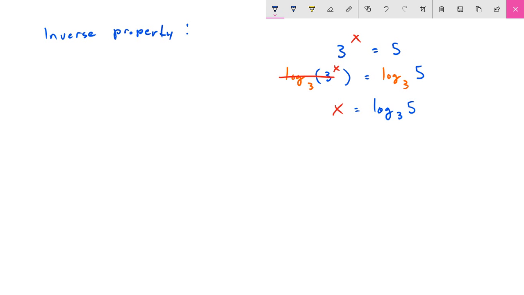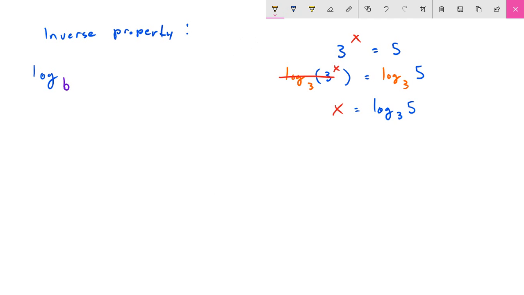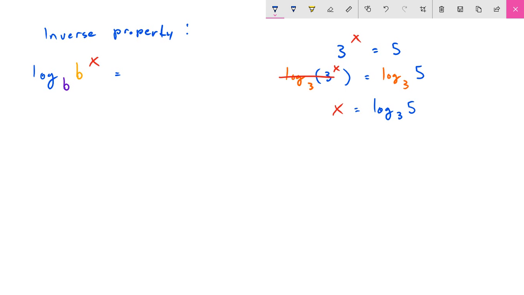All right, so the actual property is going to say if you have log base b, I'm going to use purple so it's easier to see, log base b of b to the x, what would this equal? This is the actual property now. Look, if you were to replace b with a number like the 3, what happens with this log base b of b? It cancels out, so what's left? Just x. Log base b of b cancels out, and you're left with just x. This is to show you that the log base b will cancel out the b.